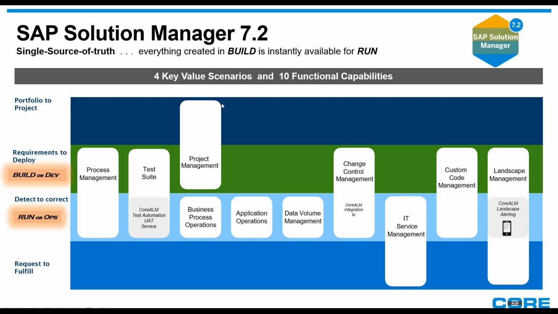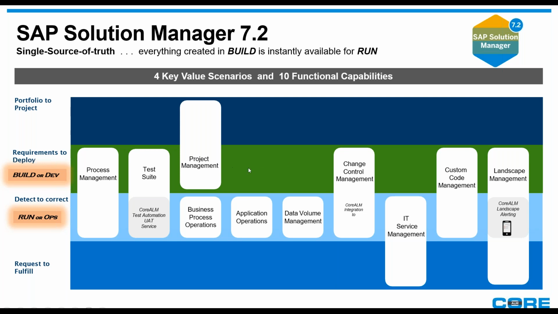You can see there are these 4 key value scenarios, which are the swim lanes going left to right, and the 10 functional capabilities that are included in Solution Manager. Of the 4 key value scenarios, there are only 2 that we really focus on. That is the build, development, or dev, or what we refer to historically as requirements to deploy. And this is basically all the project applications.